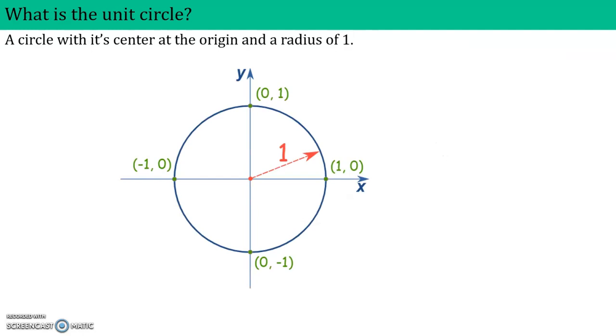All right, what is a unit circle? It's a circle with its center at the origin and a radius of 1. Here is a picture of the unit circle. All of these coordinates should make sense to you. If the radius of the circle is 1, we can understand why this circle would go through this point 0, 1. So the definition of a unit circle is pretty easy.